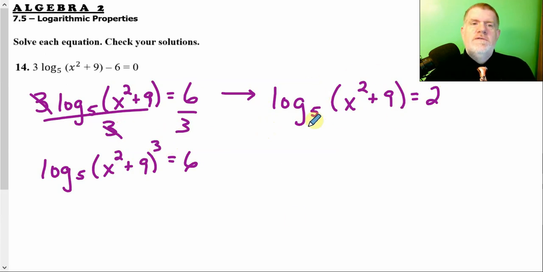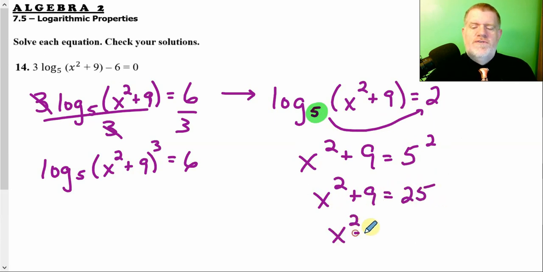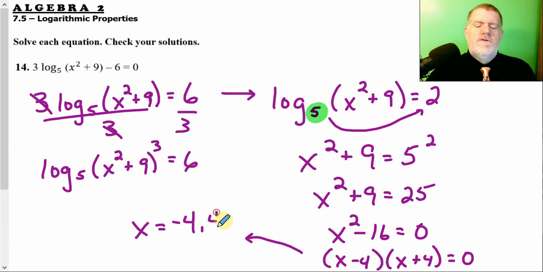What do I do? Well, just like last time, if I got a single number over here, I got my base. I know that x squared plus 9 will equal 5 squared. 5 squared is 25. If I subtract 25 from both sides, I get x squared minus 16. x minus 4, x plus 4 equals 0. So we'll put this back over here. x could equal negative 4 or positive 4.